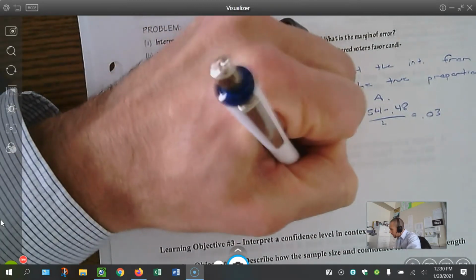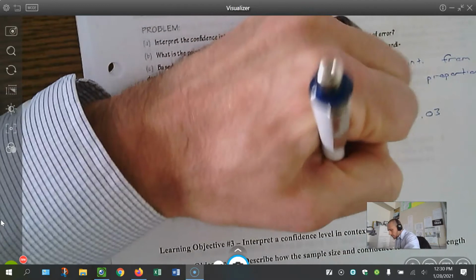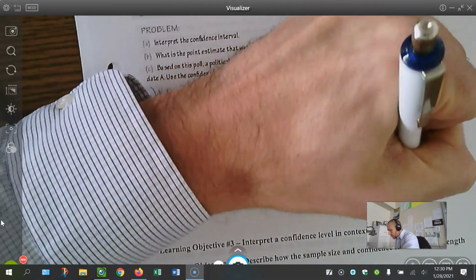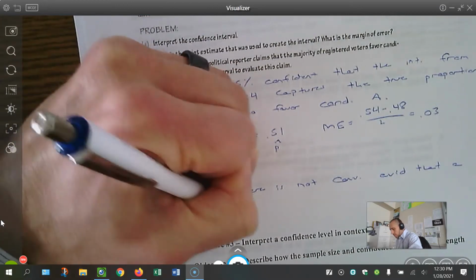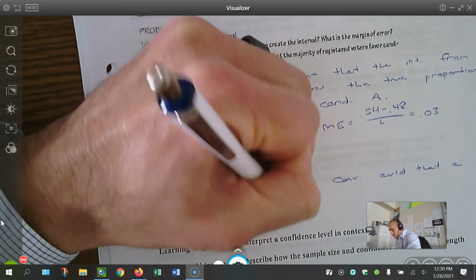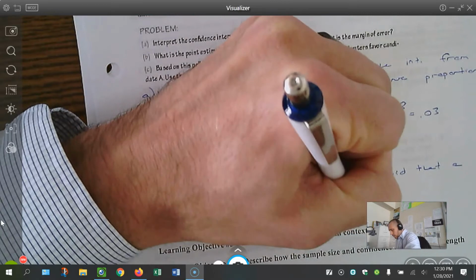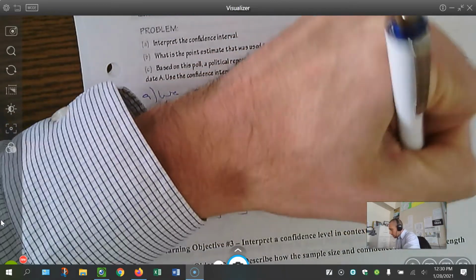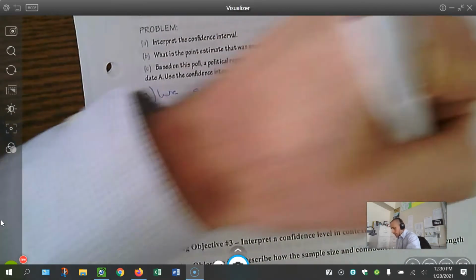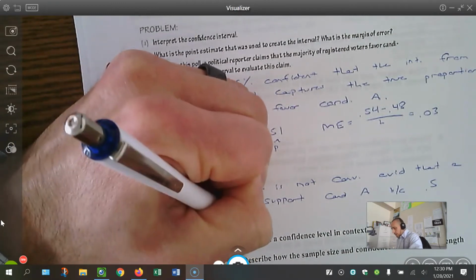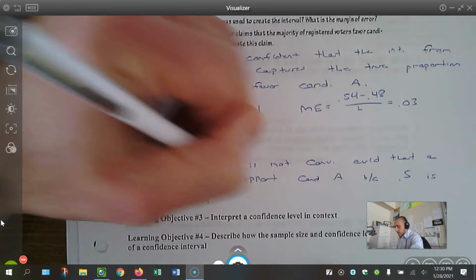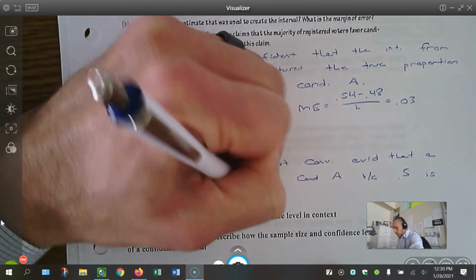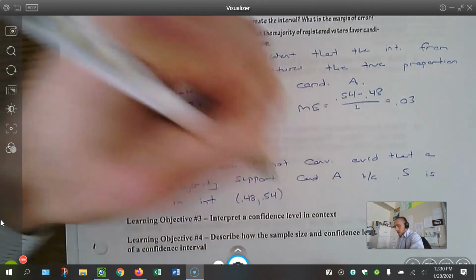There is not convincing evidence that a majority support candidate A because 0.5 is in the interval 0.48 to 0.54.